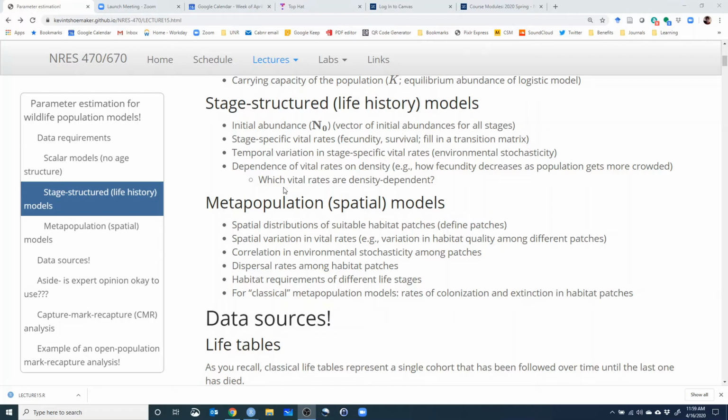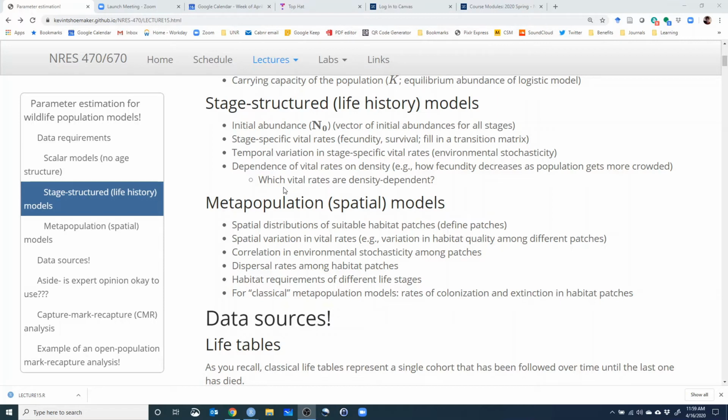We need to know what percentage of juveniles stay juvenile. We need to know what percentage of juveniles transition to adult in the next stage. We need to know the fecundity of subadults. We need to know the fecundity of adults. So there's lots of pieces of data that we need. Or there's lots of parameters that we need to estimate, basically, for these types of models.